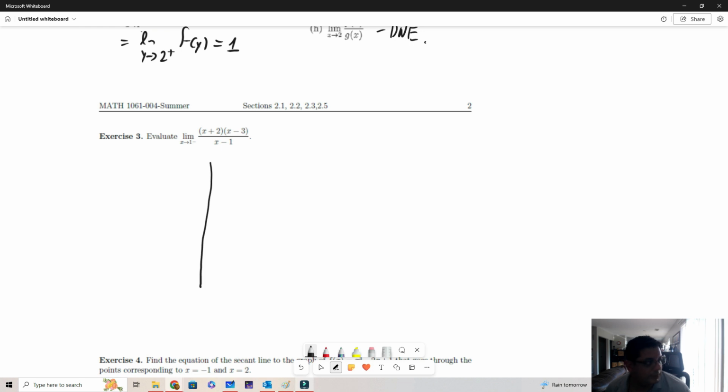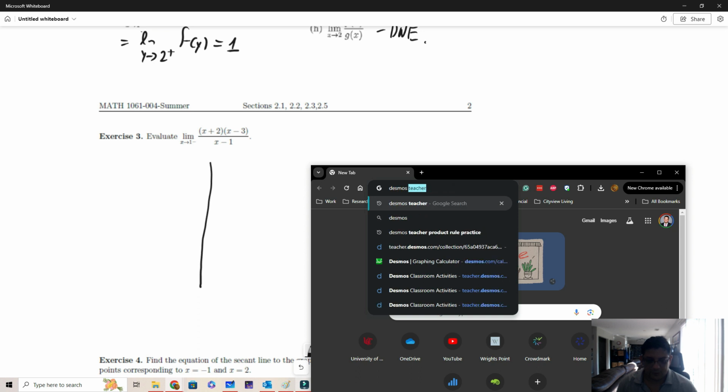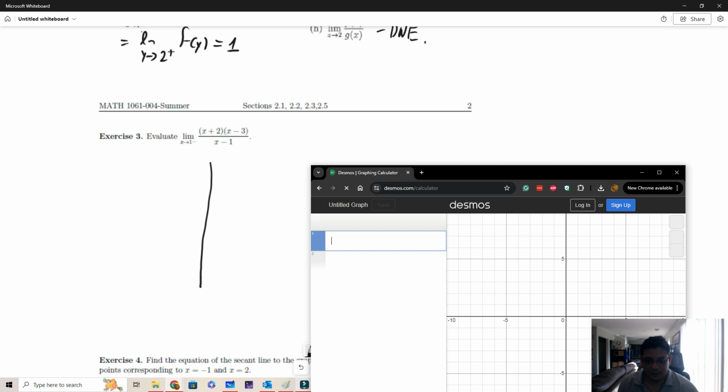And so let me pull out the Desmos calculator. This is something that you can do. I'm just going to plug in the function that we have over here: f of x equals (x plus 2)(x minus 3), and then everything divided by x minus 1.